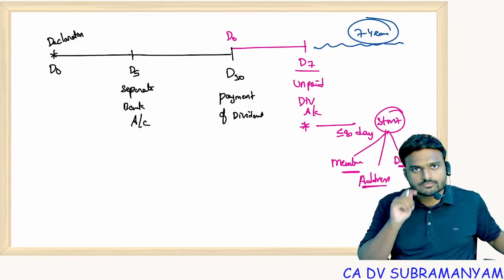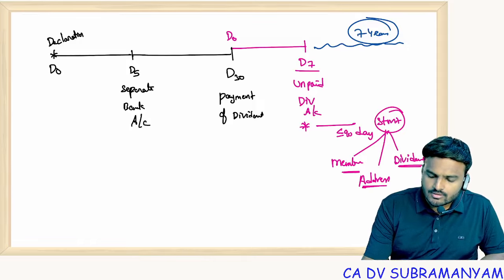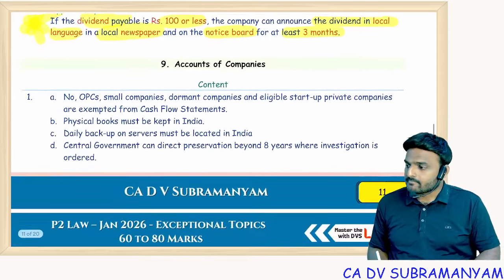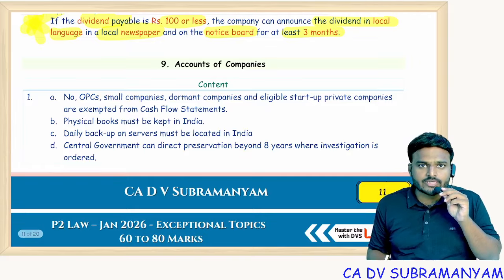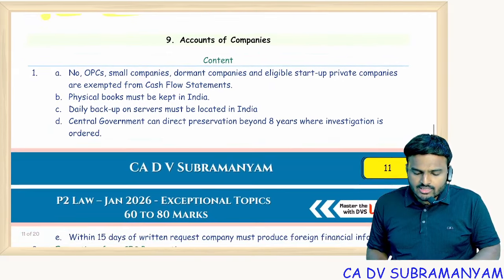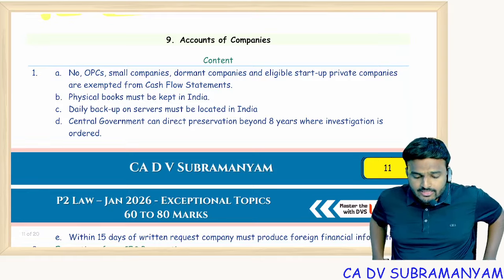Can I proceed? Next, dividends over. I took 5 minutes to complete dividends. Accounts of companies. Next chapter, accounts of companies.